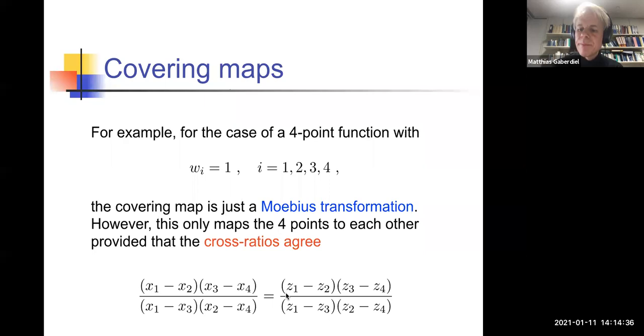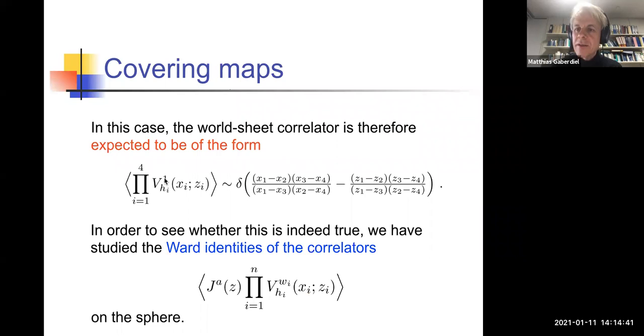So what this must mean is that this four-point function for the case where the twist labels are all 1 must be proportional to a delta function, where the argument of the delta function is the cross ratio of the x's minus the cross ratio of the z's, i.e. the cross ratio of the space-time coordinates minus the cross ratio of the world sheet coordinates. So that's what we expect we should be able to see. Now, this sounds bizarre. I mean, you don't expect CFT world sheet correlators to have this property. So something remarkable must happen in order for this to work out.